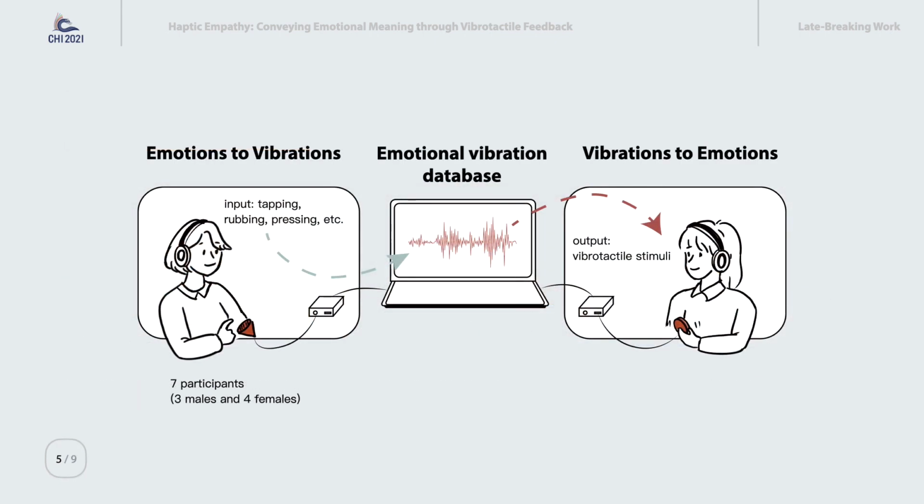In the first session, we invited 7 participants to create a 10-second vibration pattern for each emotion by any means, like tapping, rubbing, pressing, etc. In the second session, we replayed all the vibrotactile samples in random order and asked the same participant to distinguish the 4 selected emotions corresponding to each vibration sample.